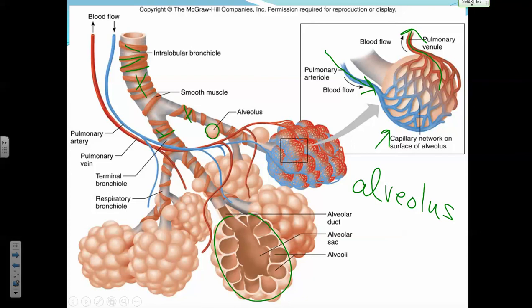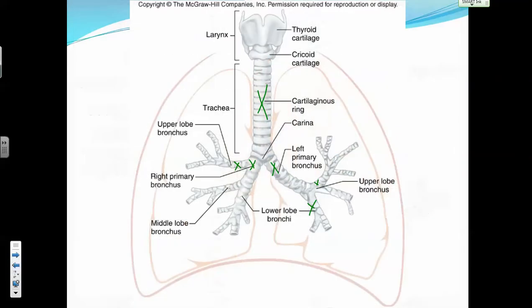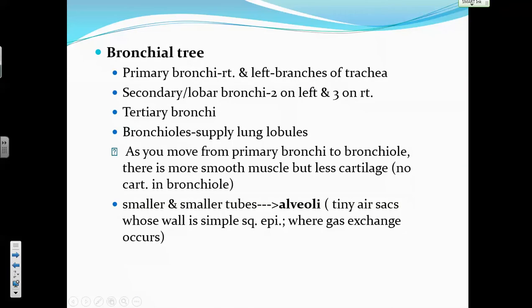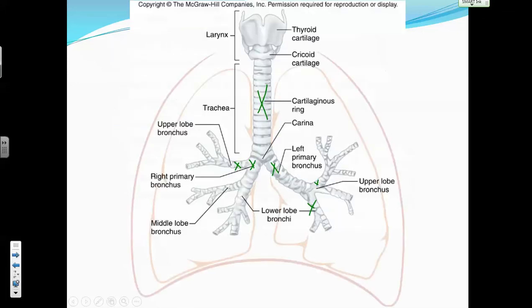So the air sacs themselves, the wall of an air sac or alveolus is like the wall of a blood vessel. The alveoli, the tiny little air sacs, the wall is just simple squamous epithelium. And isn't that great? Because oxygen's got to move across it. If it were stratified squamous or cuboidal, it couldn't do that. It's got to be that thinnest, just like in the wall of the blood vessel. Okay, so that's where the gas exchange occurs.